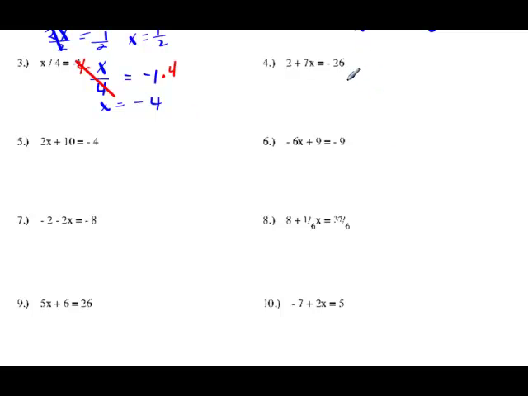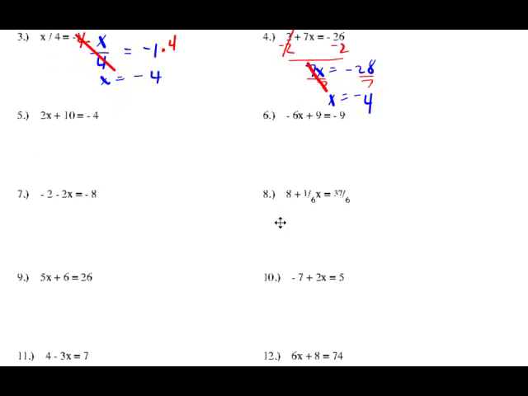Okay, number 4. That's just a simple two-step equation. So I get rid of the number part first. And then I get rid of the other part. 7x equals negative 28. Divide by 7. And x equals negative 4.